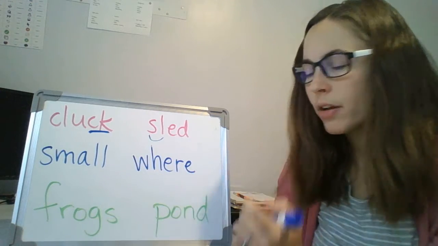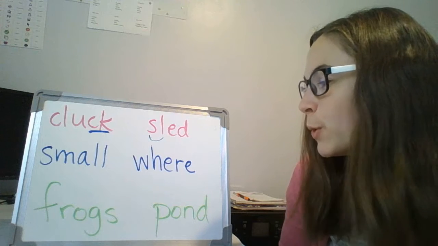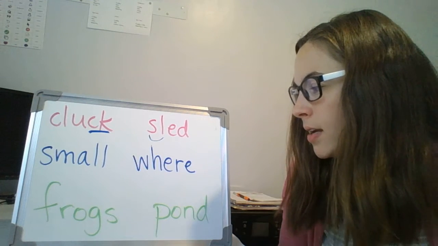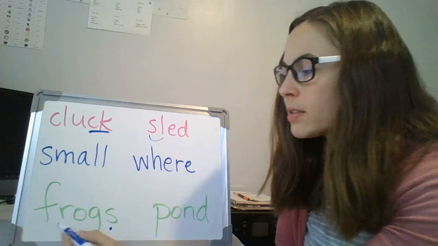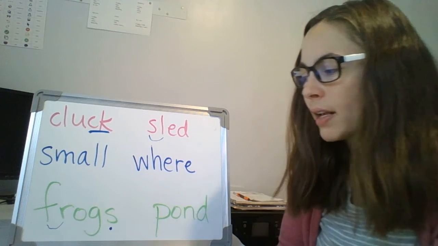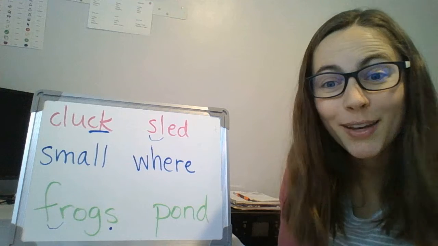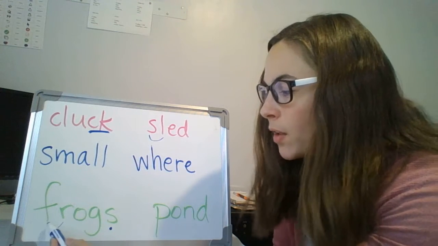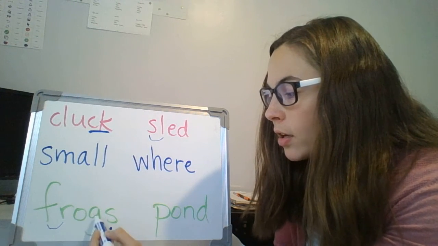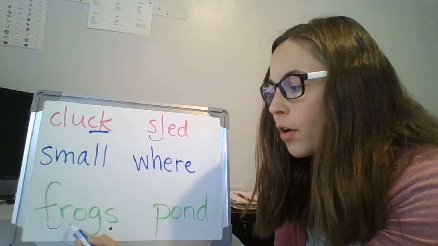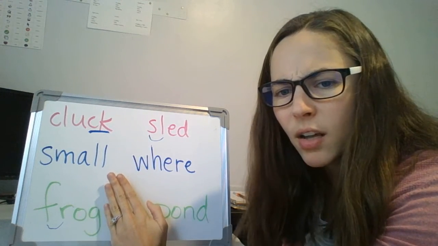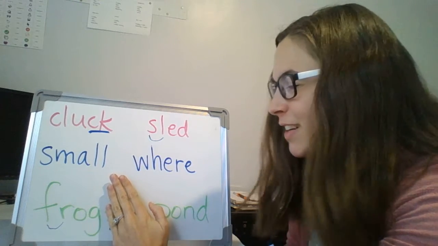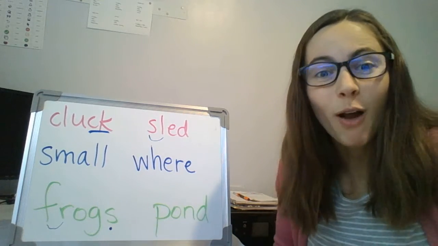Now I have green down here at the bottom. Ooh, I see a plural S. I also see a consonant blend. Ooh. Can you help me segment and blend this word? Frogs. What's this word? Frog. Good. If I add the S, frogs.